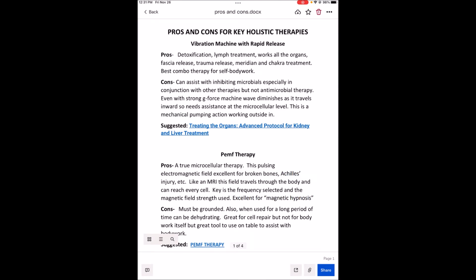Now, even with a strong G-force machine, the wave as it travels into the body diminishes. So you could have a G17, for instance, HyperVibe, and that wave at the deeper levels of the body is going to be thwarted. It's going to be impeded. It's not going to be the same intensity. You'd have to get to such a brutal G-force level that you would hurt yourself. So at the microcellular level, deep within, you need other therapies. This is a mechanical pumping action working outside in. So you have to perceive the action and see it in very straightforward eyes.